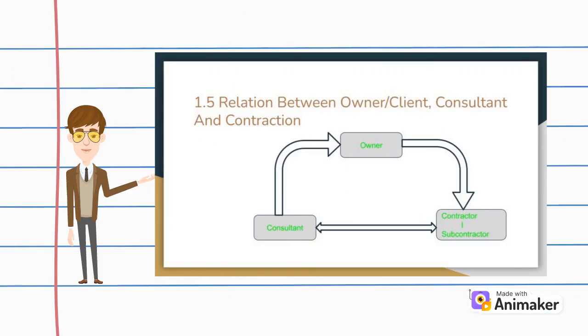This final slide gives the relation between owner, consultant and contractor. Here the owner contracts the work, the contractor executes the work, and the consultant prepares all the drawings and specifications related to the work and gives advice to the client.